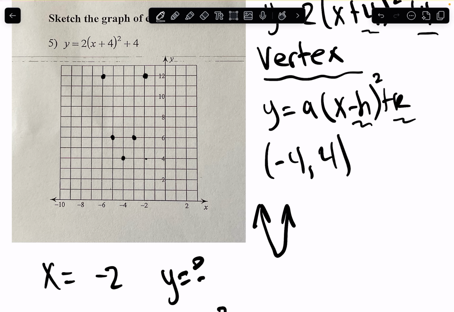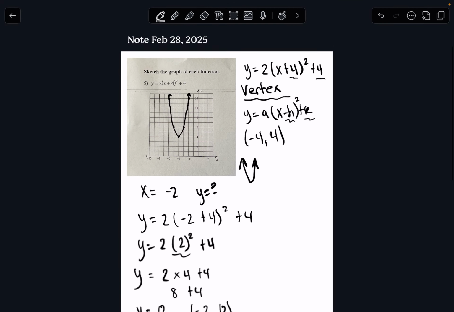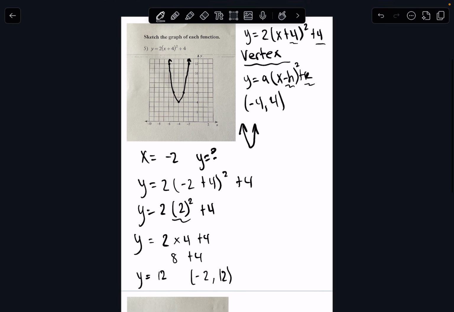Alrighty, so now we have 5 points. We can go ahead and sketch this parabola. So let's go ahead and do that right now. We kind of go up through these points and then over like such. And there is our parabola. It looks amazing. So that is how you can use vertex form to sketch a graph.